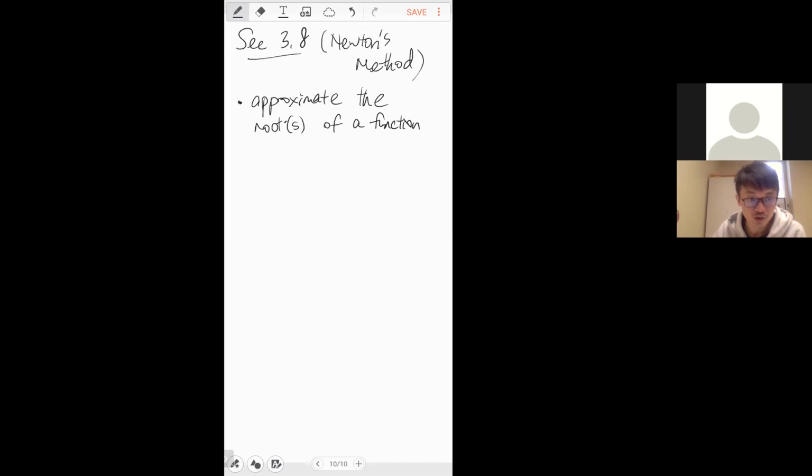So I guess a motivational example is something like this. Let's consider the function x cubed plus x minus 1. If I ask you what is a root, do we know how to find the root of this function? We don't have a formula for finding the root of this function, right? So it's difficult to find roots.